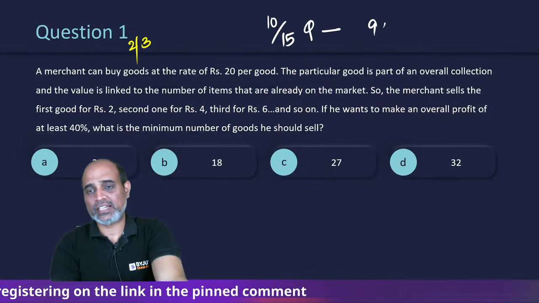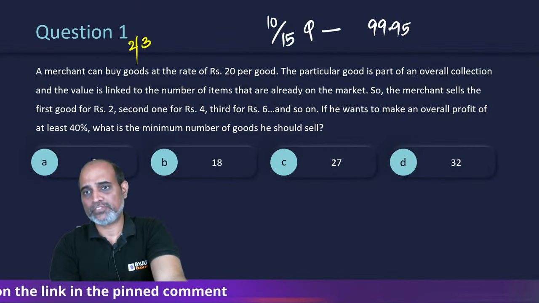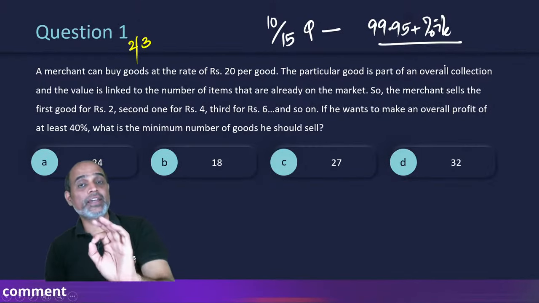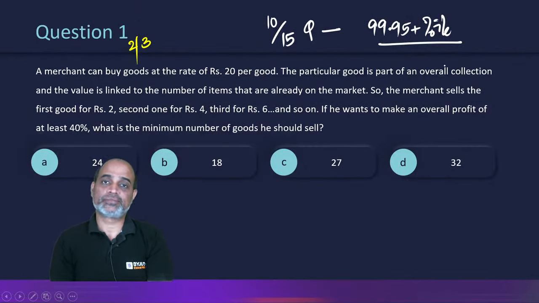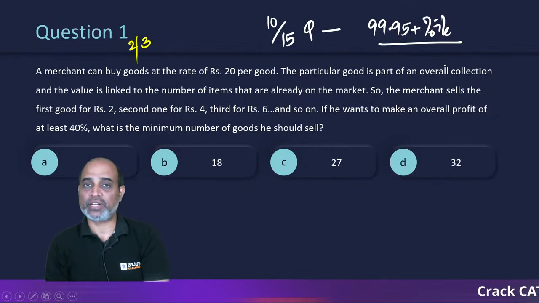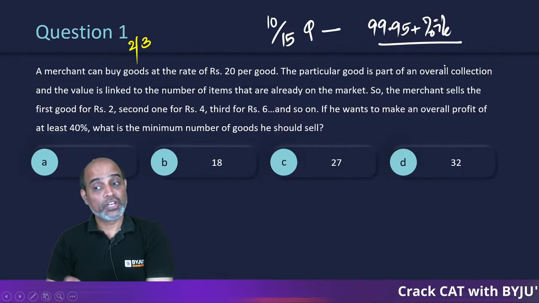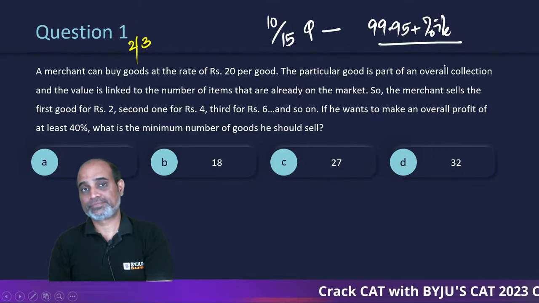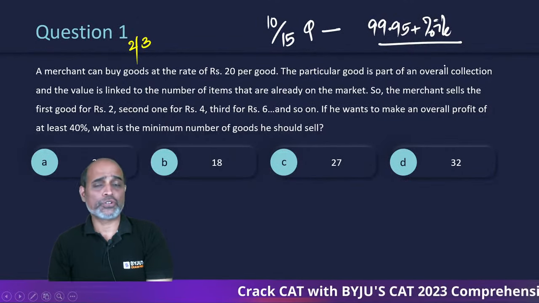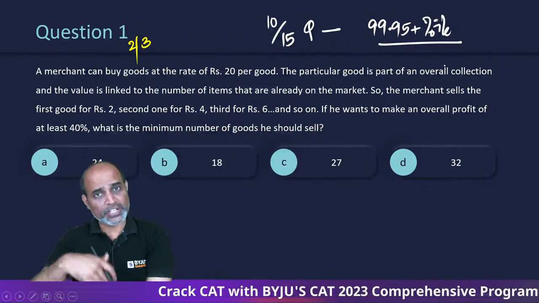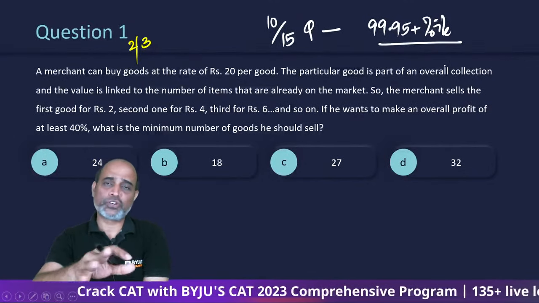This is a 99.95 plus percentile for sure. This much will definitely come, I'm writing this and giving it to you, it's guaranteed. You can even have a 99.99 percentile if you are able to do 10 out of 15. Of course, you don't have 15 questions, you have 22 questions. So out of 22 questions, you will be able to solve around 14-15.